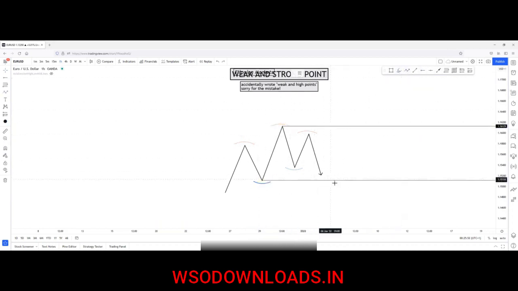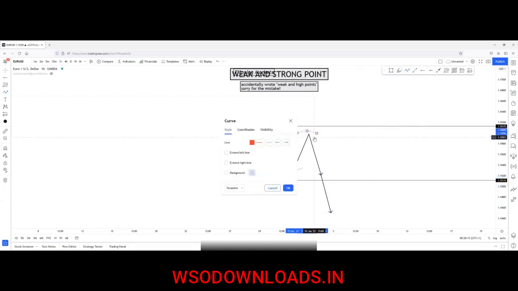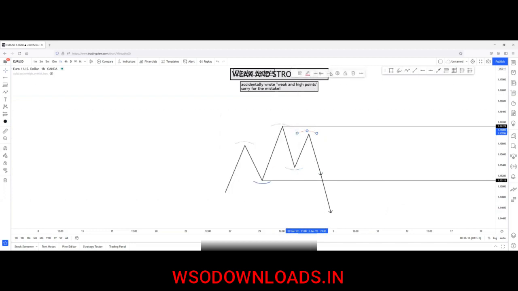As soon as price breaks through this last weak high point, a strong low will be formed. So as you can see, this low broke through the last weak high point, so this proves this low is strong. The second scenario is if price breaks through this last strong low point, this high will become strong from weak. So if price breaks through the last strong low point, this high became strong from weak.